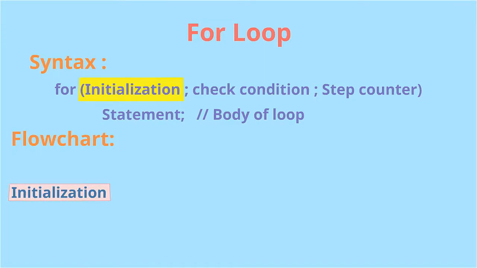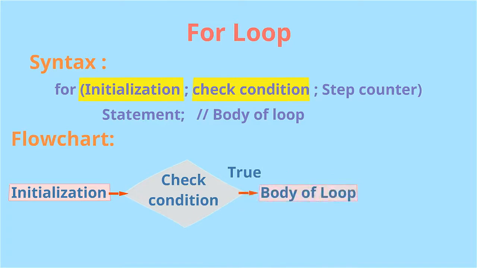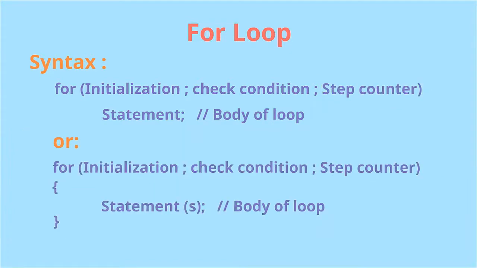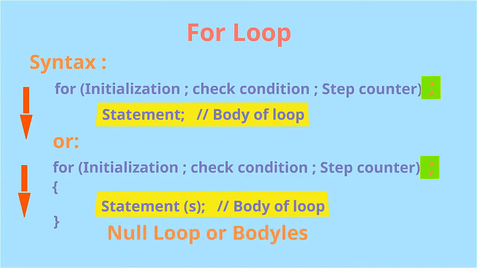Initialization sets the start condition for the loop. Check condition will determine when the loop will stop. The step counter increments or decrements the start value so that the loop is executed till the check condition is reached. Do note that if you type a semicolon after the loop, it will just fall through to next statement without looping any statements. This is called as null loop or bodyless loop.